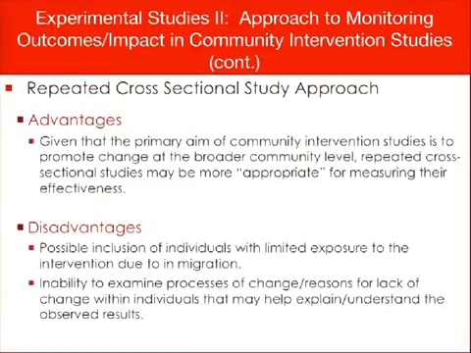For repeated cross-sectional approaches, the advantage is that given that the primary aim of a community intervention is to promote change at the community level, repeated cross-sectional studies may be considered the more appropriate measure. On the other hand, the problem is that these studies may include individuals with limited exposure to the intervention due to in-migration, and we frequently can't really judge what the reasons for a lack of change within individuals are by doing repeated cross-sections instead of following people over time. So given the resources, we frequently do both, okay? But they each cost money.